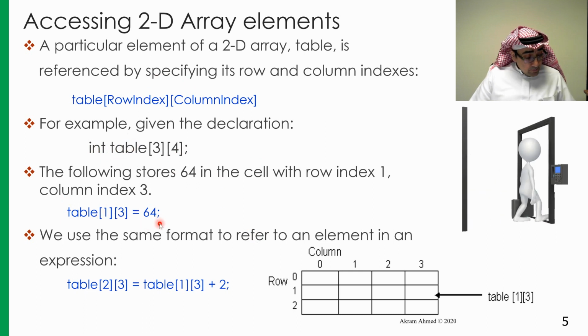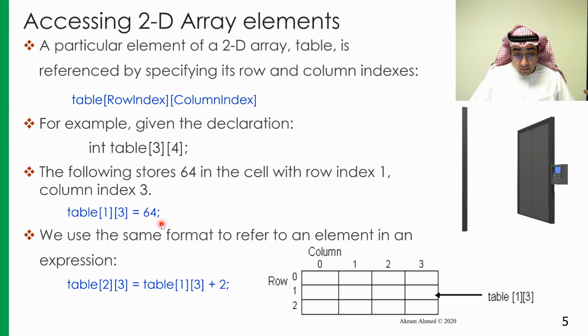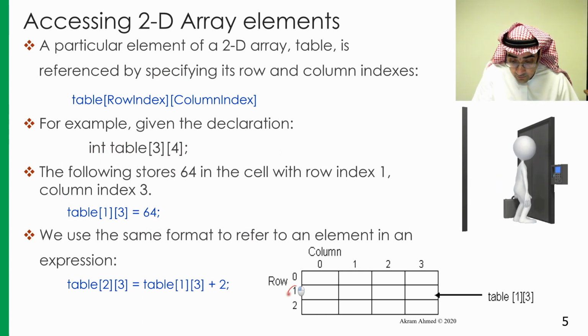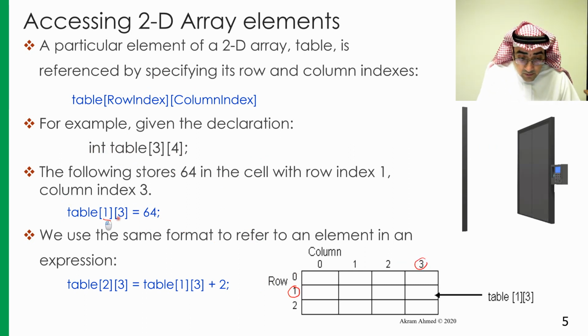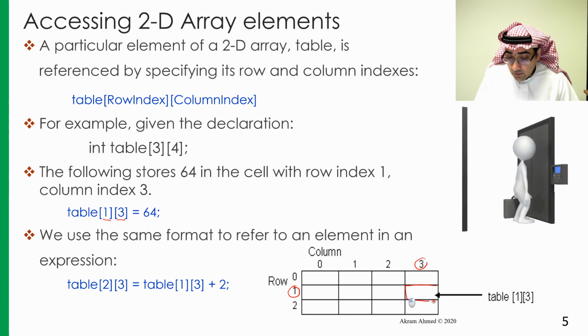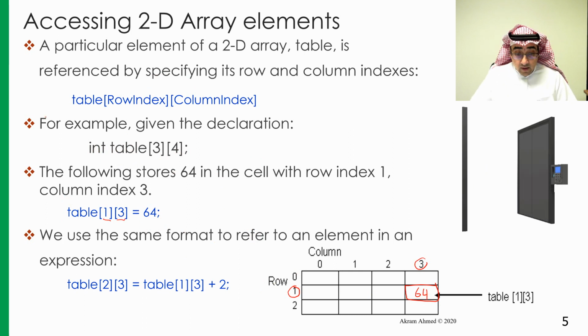So what's going to happen is we're going to go to the rows. We're going to go to the first row and to the third column, because this specifies 1 and 3. And in the intersection, this is the element. Inside over here, we're going to write 64. This is what's happening when we execute this command. So it goes and writes 64 in row 1, column 3.